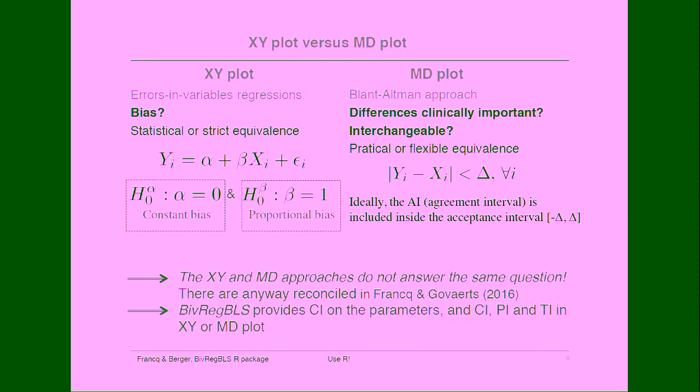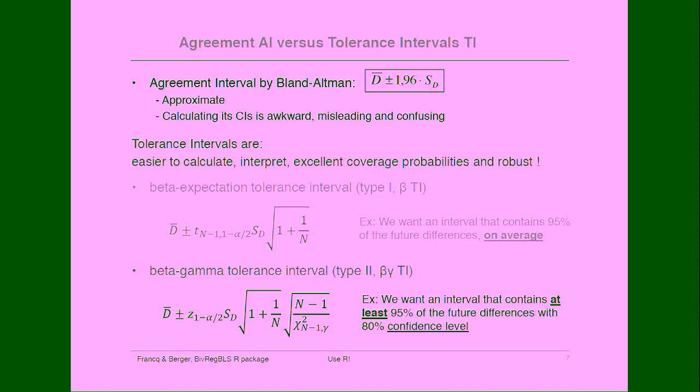In the XY plot, usually we focus on statistical hypotheses, while in the MD plot, we usually want to know if the differences are acceptable. But in a way, both approaches have been reconciled in a paper published last year, and the package provides everything we need to deal with that. The agreement interval was proposed by Bland and Altman, but the tolerance intervals are actually easier to calculate, easier to interpret, and robust. We have type 1 or type 2.